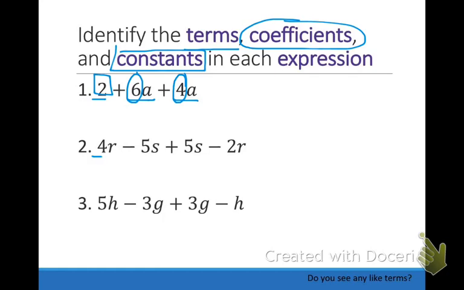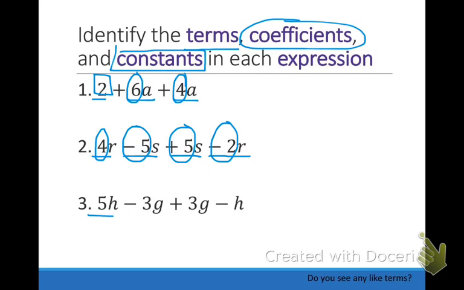In the second one, 4r is a term, -5s is a term, +5s is a term, and -2r is a term. 4 is a coefficient, -5 is a coefficient, +5 is a coefficient, and -2 is a coefficient. And in number 2, I do not have any constants. I have no numbers that do not have variables.